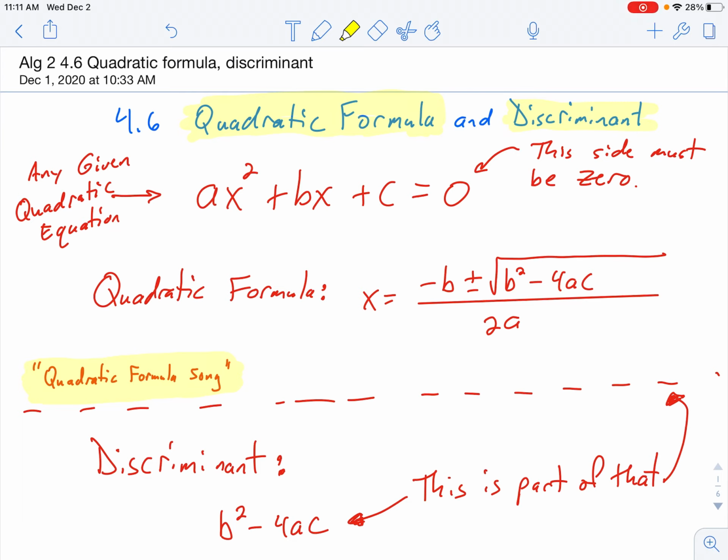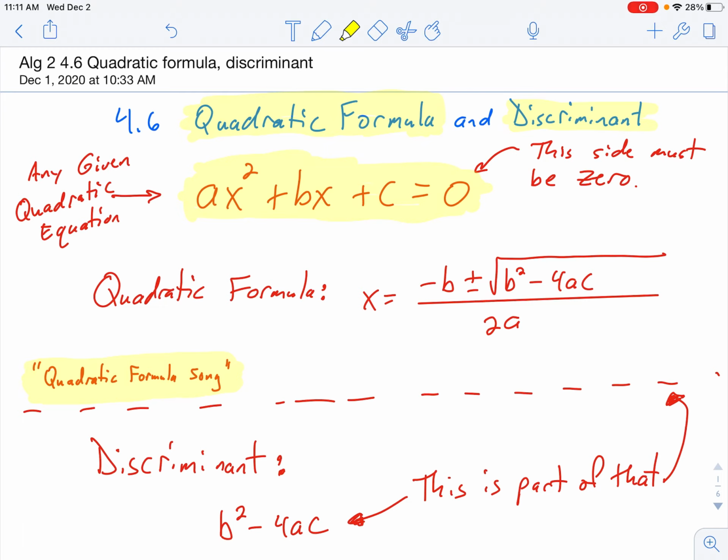So essentially what we're doing today is we're learning two formulas. And the first formula, the quadratic formula, basically solves any quadratic equation. So that's what we've been working on, is how to solve quadratic equations. We've solved them by factoring. We've solved them with the square root property. We've solved them by completing the square. Now we're going to use the quadratic formula.